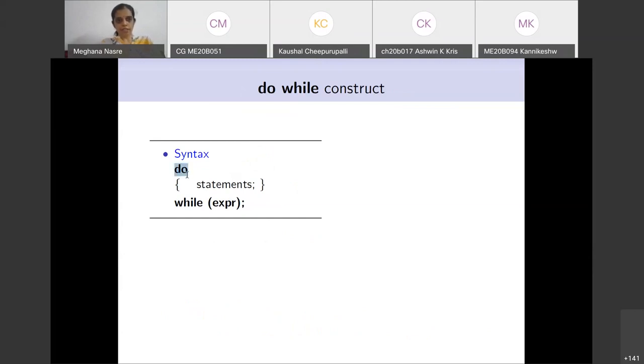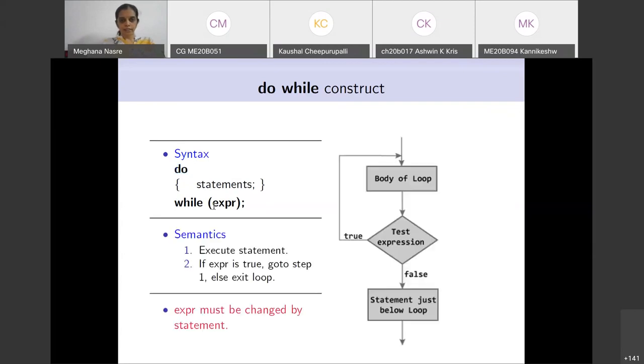You do something, a set of statements, while the expression is true. The way this is going to get executed is you are going to execute the set of statements first, then evaluate the expression, and if it is true, you go to step 1, else you exit the loop.